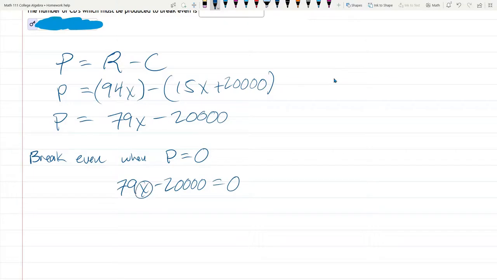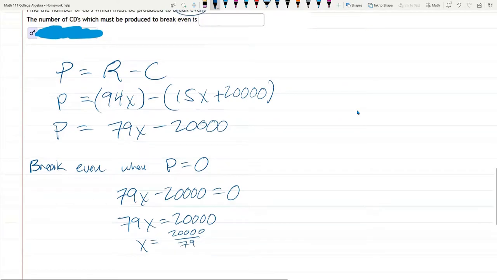So we want to solve for x, get rid of all of x's friends. So we're going to add 20,000 on both sides. Almost done. Last step, divide by 79. And that will be how many CDs you have to produce to break even.